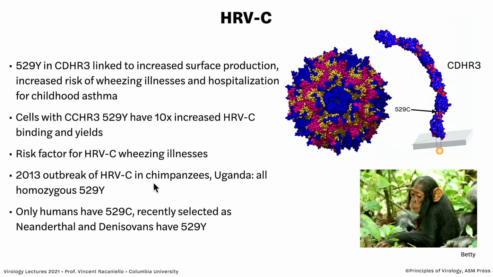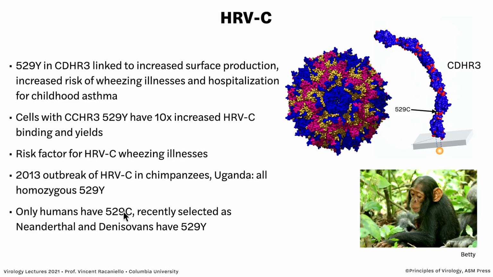Back in 2013, there was an outbreak of Rhino C in chimpanzees in Uganda. These were in a preserve, and they got the virus from people who were visiting the preserve. All of these chimps are homozygous for 529Y. None of them have C, and they're particularly susceptible. And you might ask, why don't they have any C? Well, chimps are not naturally infected, so there's never been any evolutionary pressure. There's never been any positive selection in chimps for 529C. Only humans have 529C because this virus has been with us for a long time.